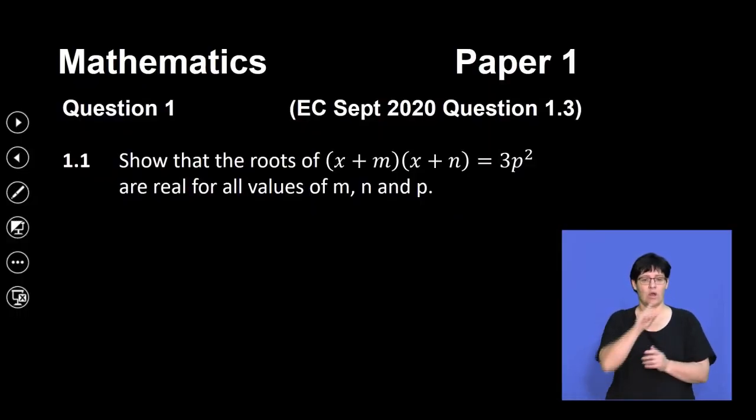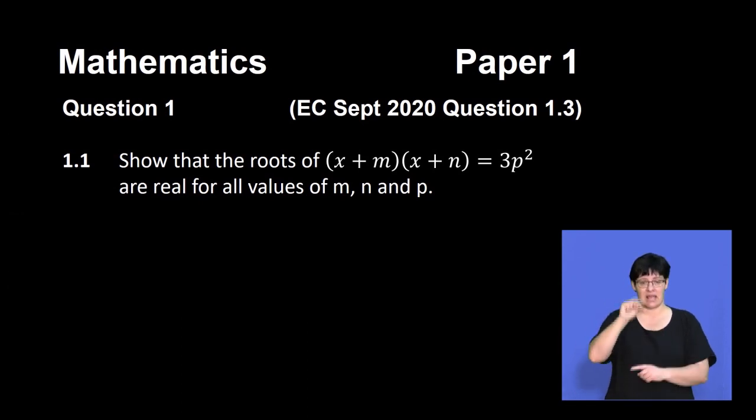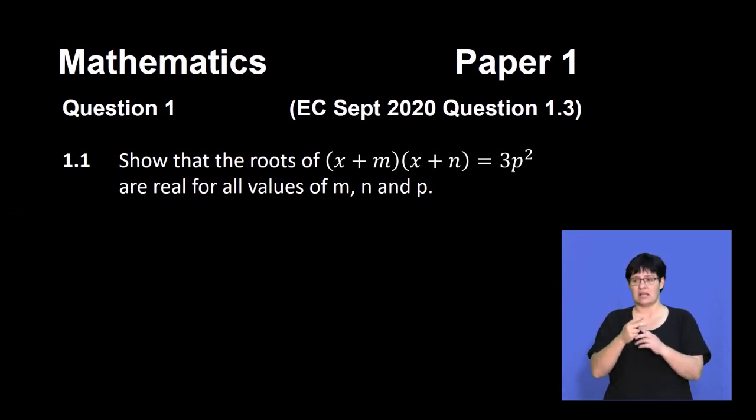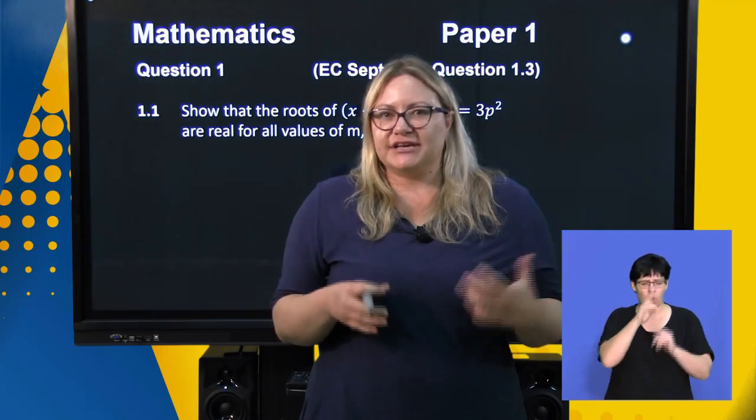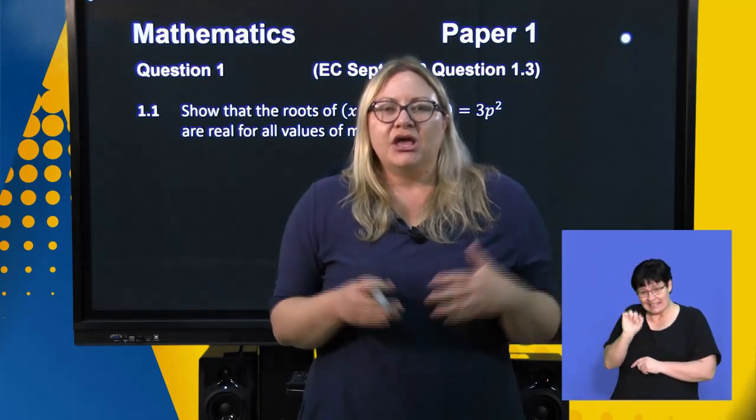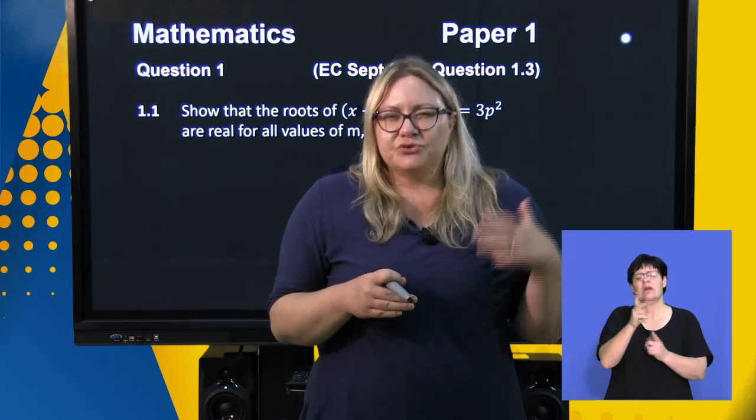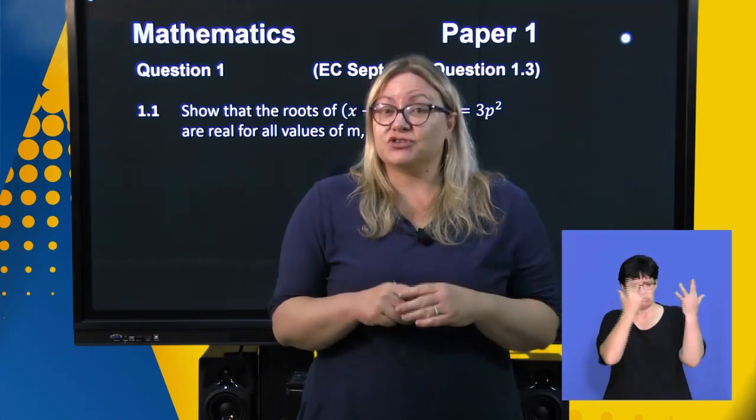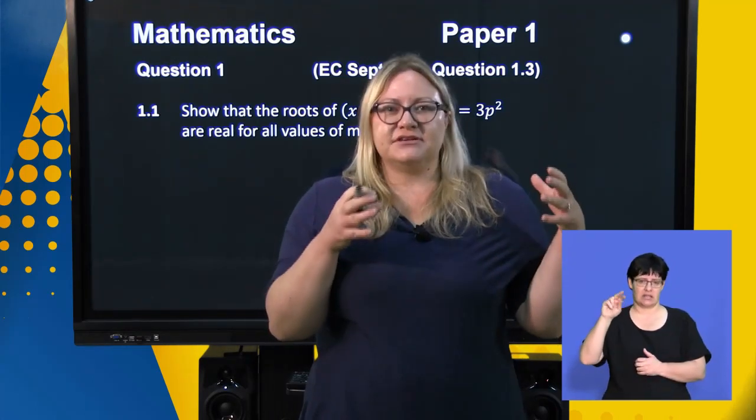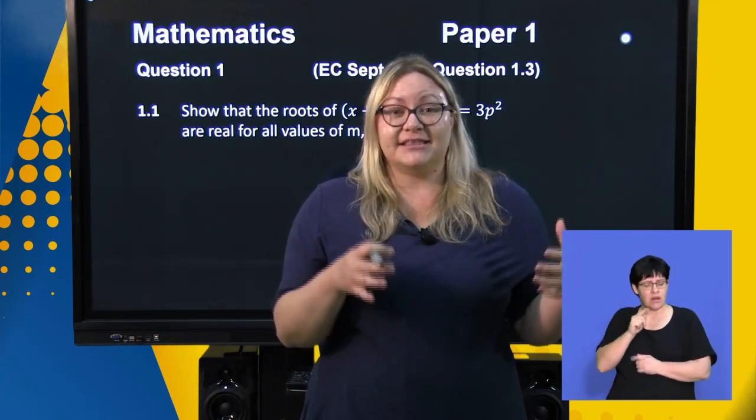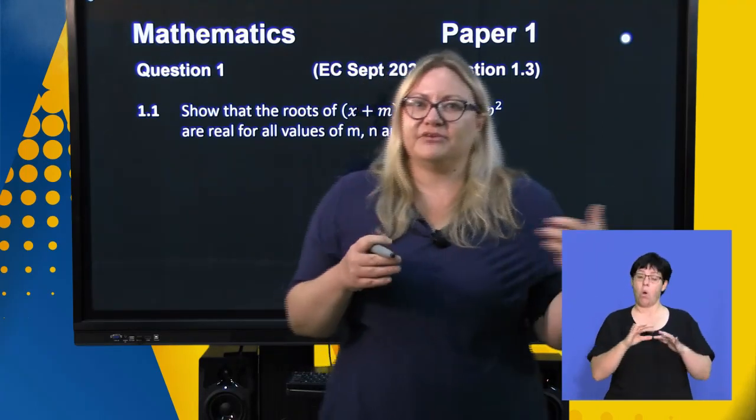Okay, so question 1. Show that the roots of (x plus m) times (x plus n) equals 3p squared are real for all values of m, n, and p. This is a question that's asking us to look carefully at the roots and to understand the roots of this equation. Usually, we understand the roots by looking at the discriminant. So really, this is asking us to calculate the discriminant and then to critically look at the discriminant and see whether it is greater than or equal to 0 or whether it is less than 0.